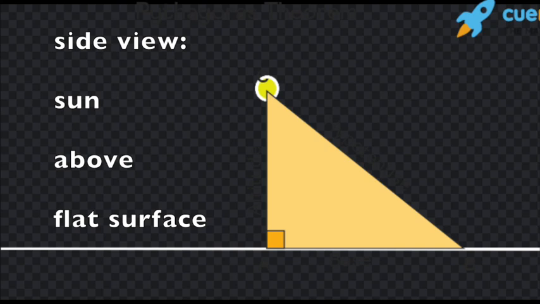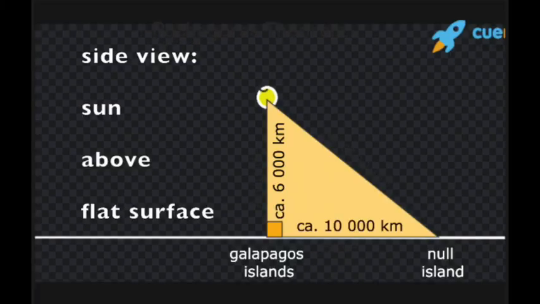So the sun is above the Galapagos Islands when you witness a sunset at Null Island. If that was a place, or you can just take a boat and go there, and then you would witness a sunset.